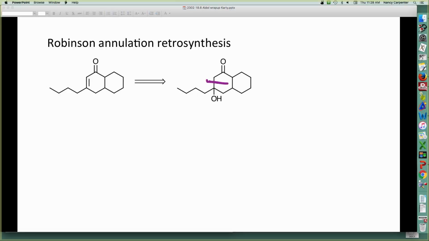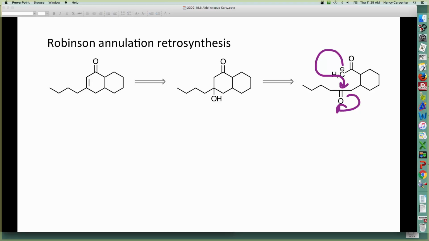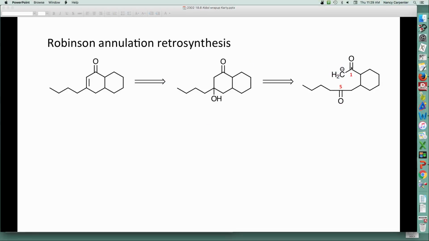Well, how did I get there? Well, that means I added this enolate right here to a carbonyl right there, right? So that should look like this. Does this give me this? Absolutely. All is well. Okay. One step backwards, one step at a time. What next? Ah, when I see that, what do I have? A 1,5 relationship between my two carbonyls.